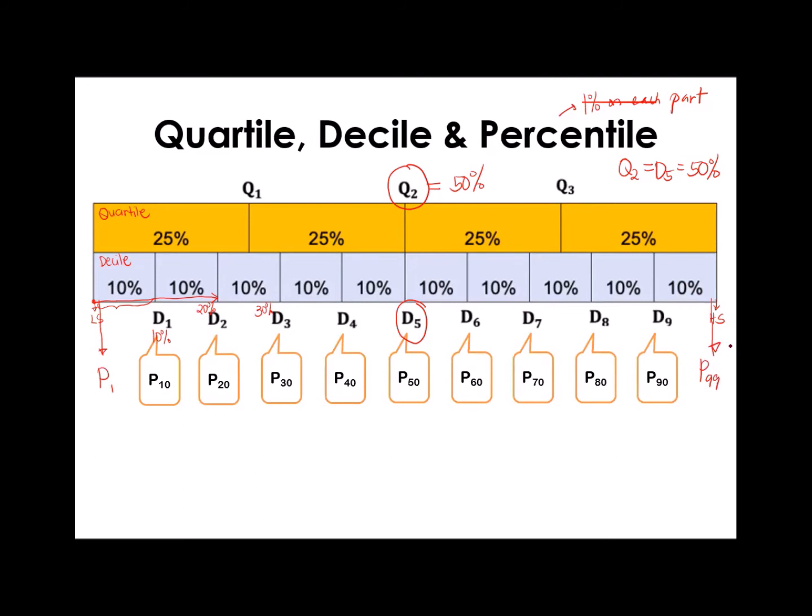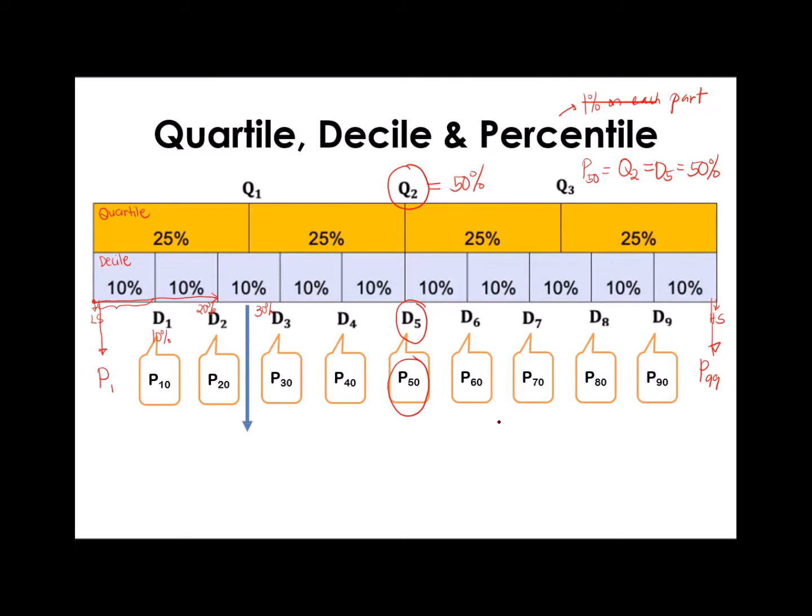So dahil nakita na natin yung Q sub 2 at D sub 5 na 50%, may katumbas din siya sa percentile. Yun ay ang P sub 50. So, yung tatlong yan, they are all equal, okay? Because it represents 50%. So, yan ang pagkakatulad ng quartile, decile, and percentile. Okay? So, I hope that is very clear with you.